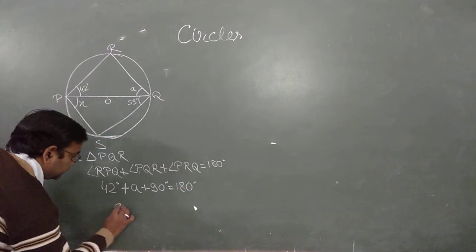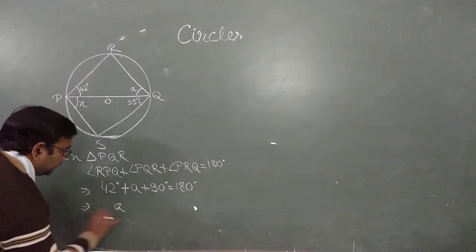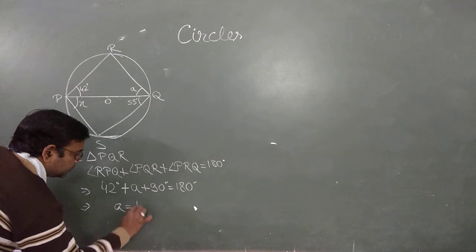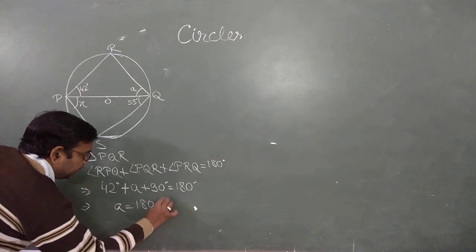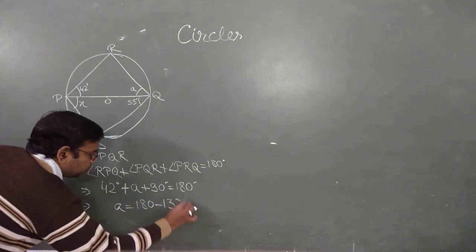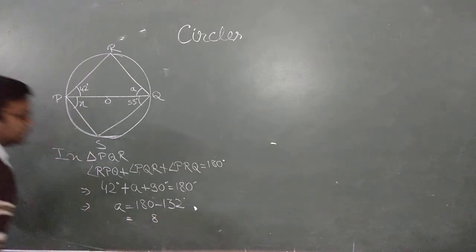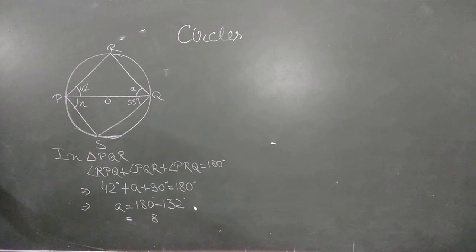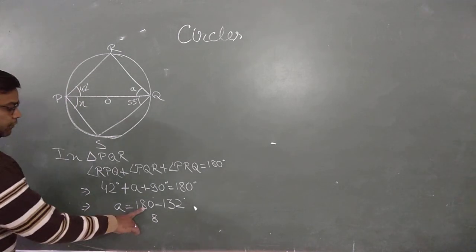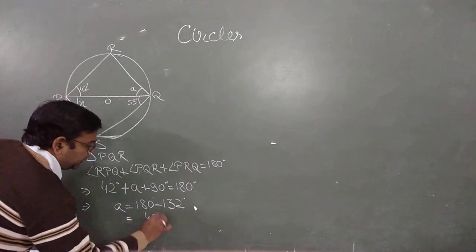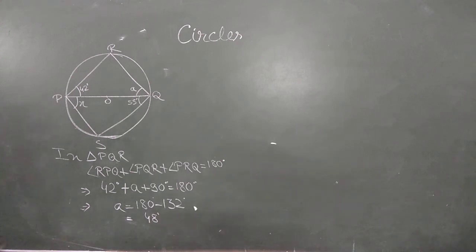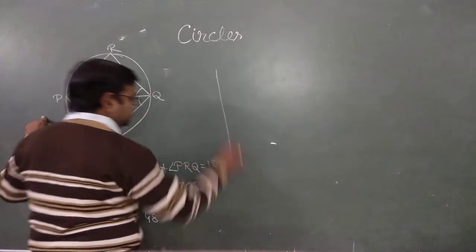Now therefore we can say a equals 180 minus 132 degrees. It's 48 degrees. So we have the value of a. Now come to the next part.